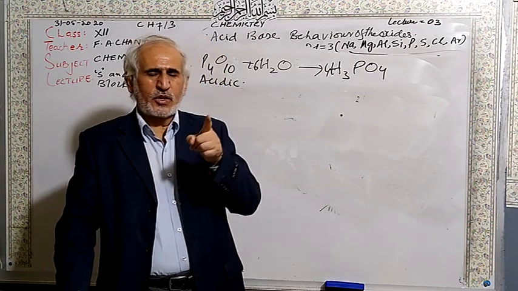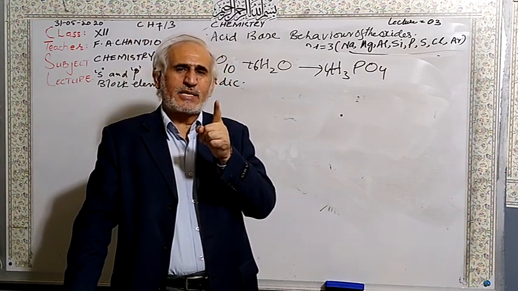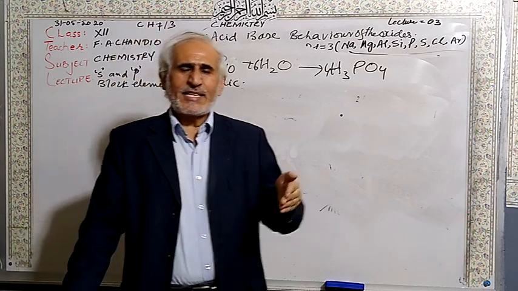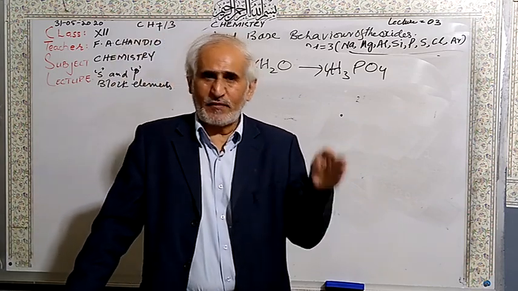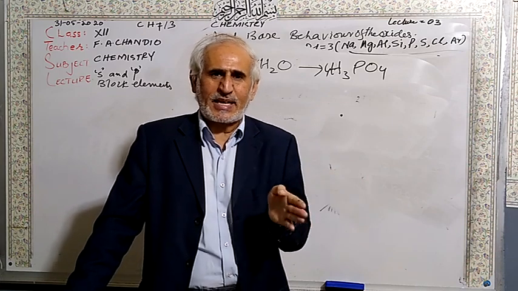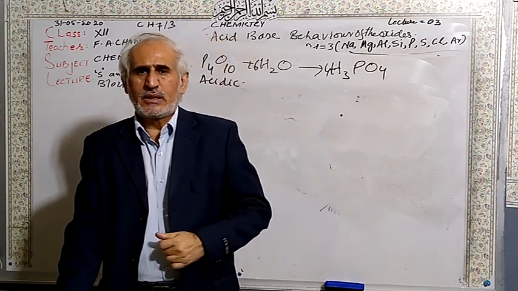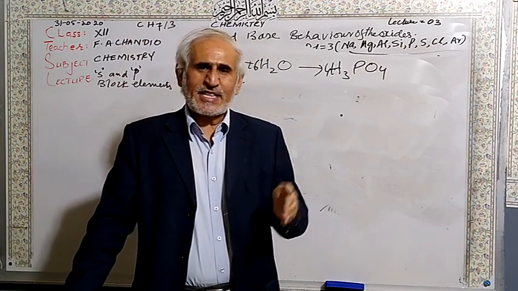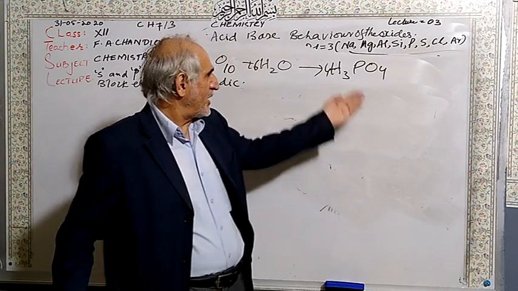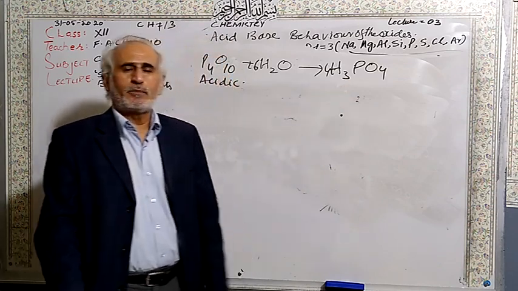So the acid which gives one hydrogen ion is called a monobasic acid. Hydrochloric acid is a monobasic acid because it gives one proton. Sulfuric acid is a dibasic acid, diprotic acid. Phosphoric acid is a tribasic acid, triprotic acid, because it gives 3 protons in water.